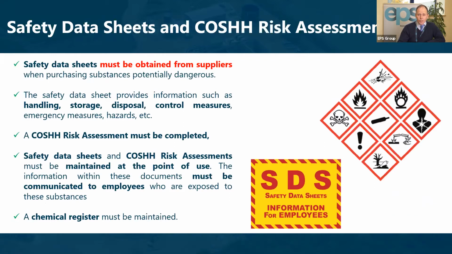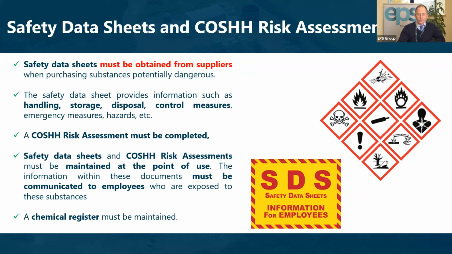Safety data sheets and COSH risk assessments are something that a lot of people working in EPS are quite familiar with, okay? And they encounter them in their daily work. Anyone that's purchasing chemicals, using chemicals, either in operation or in construction activities, lubricants for oil, for gearboxes, for example, diesel for generators, or petrol for smaller generators, all have to carry safety data sheets and COSH risk assessments. It's mandatory that they're obtained from suppliers when you're purchasing substances which are potentially dangerous.